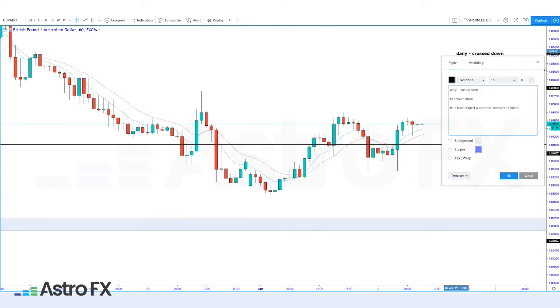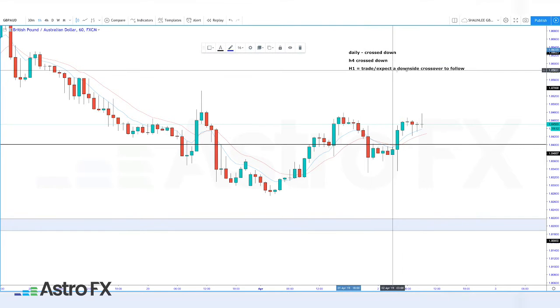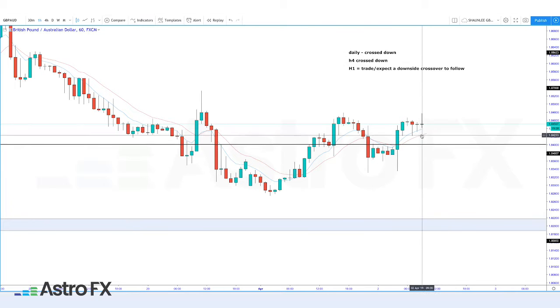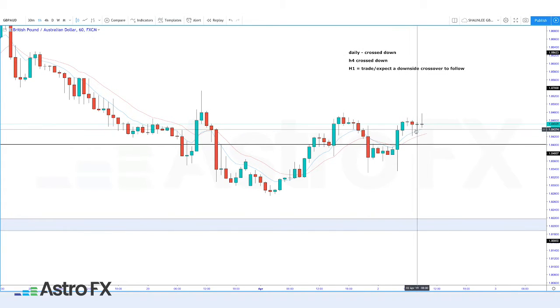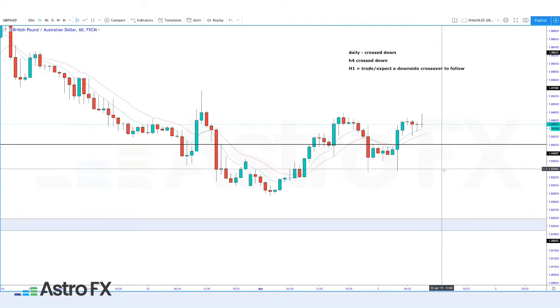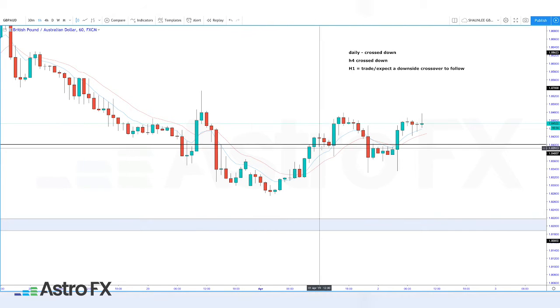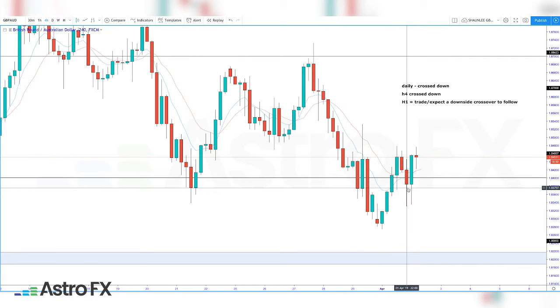so if the 4 hours down, the daily's down, what we want on the hourly is to now expect and trade that downside crossover. So we would now want to wait and see the crossover to the downside on the hourly and follow it to swing in. So more or less it's following the higher timeframe picture, the bigger picture, the market needs to follow that and so on. But at the moment we do not have the crossover to the downside.